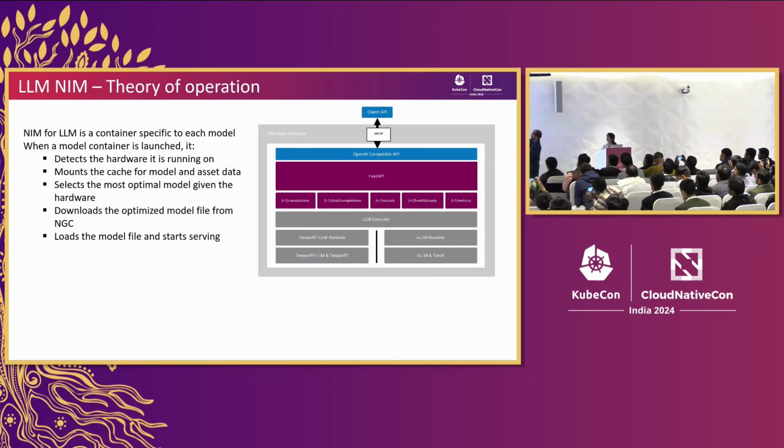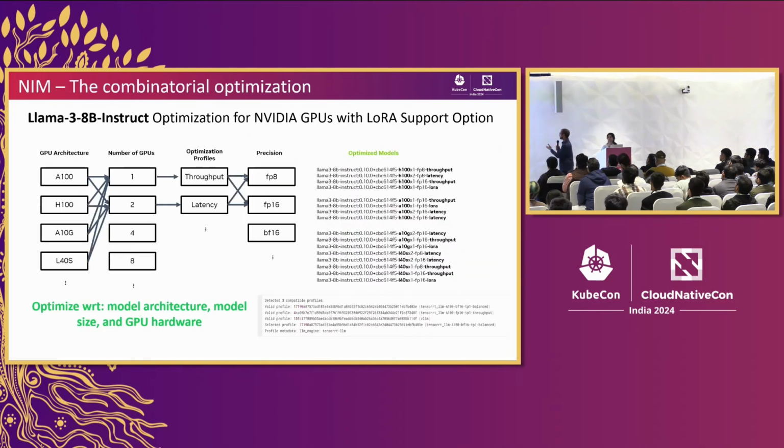And also select the most optimal model given the hardware, and download the model from our cloud or any cloud or repo that you can point it to, and load the model and start serving. So basically, how to ensure that the microservice starts serving the model that you want.